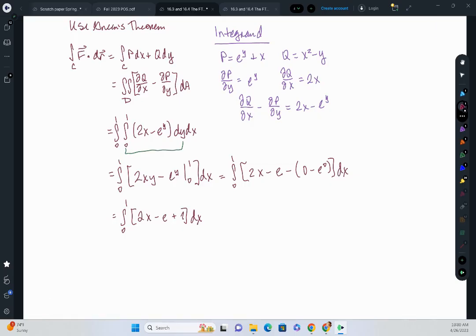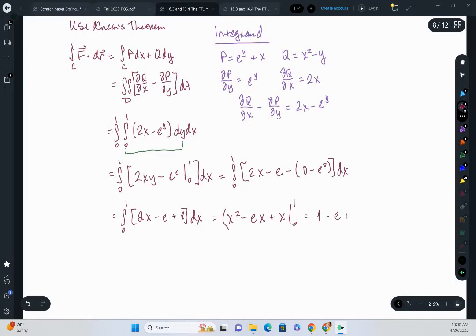All right, when I integrate this with respect to x, I get x squared minus ex plus x, going from 0 to 1. This is going to give me 1 minus e plus 1 minus, in parentheses, a whole big fat 0 comes from there. And my final answer is 2 minus e.